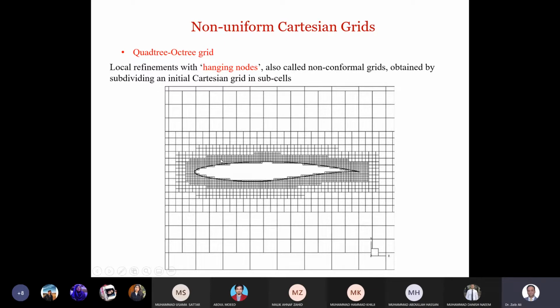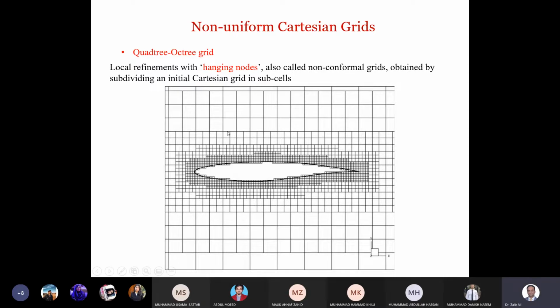So the overall structure is Cartesian, but as we are moving closer to the body, the mesh is being refined. And here, to capture this surface, we have this staircase representation, which might not be very accurate, but if we keep on refining this staircase, we'll be capturing the curvature of the surface more and more accurately. But this is not a very ideal situation. But this can be one of the options.